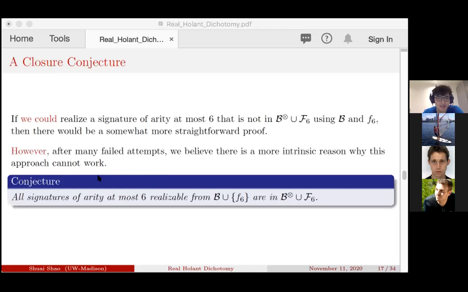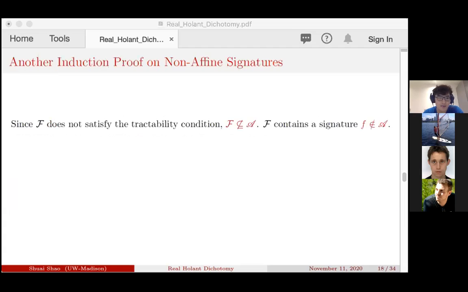We conjecture that all signatures of arity at most 6 realizable from this special signature f sub 6 and all binary signatures, they are still either tensor products of binary signatures, or they are in this family that satisfy the Bell property. So this signature f sub 6 has a closure property. So now we have to come up with another way to prove the #P-hardness. So any questions so far? Okay, now we have to come up with another way to prove #P-hardness.